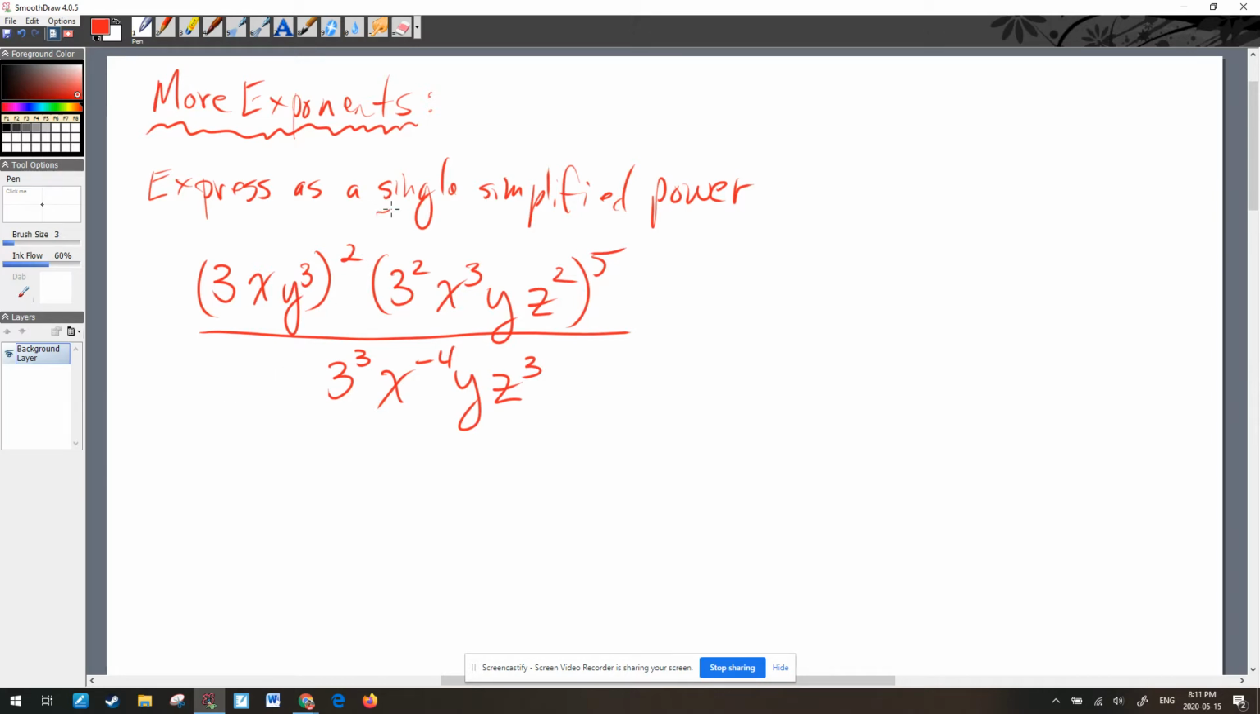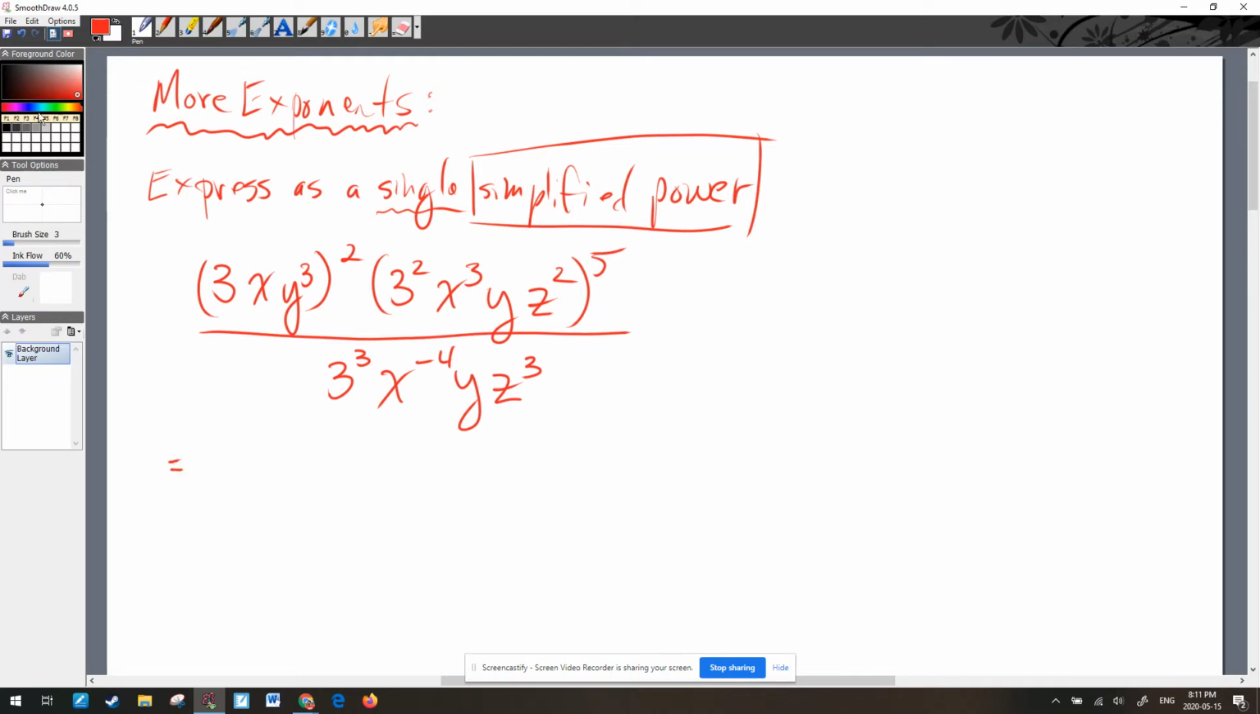And I guess single is really a misnomer. Express it as the most simplified power that you can. Okay, so single, there's going to be more than one, but I would like you to write it as the most simplified power you can. Go ahead, work on that, and I'm going to solve it now.